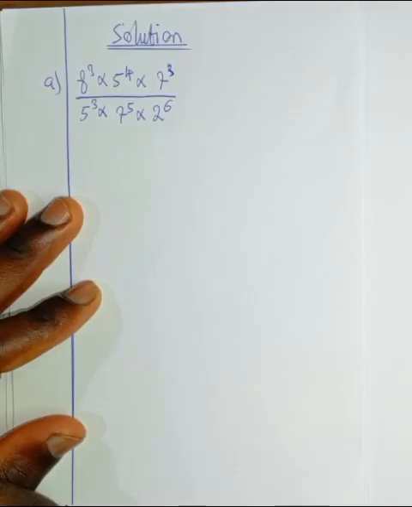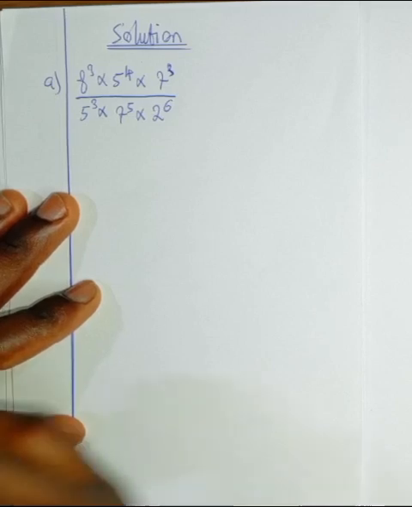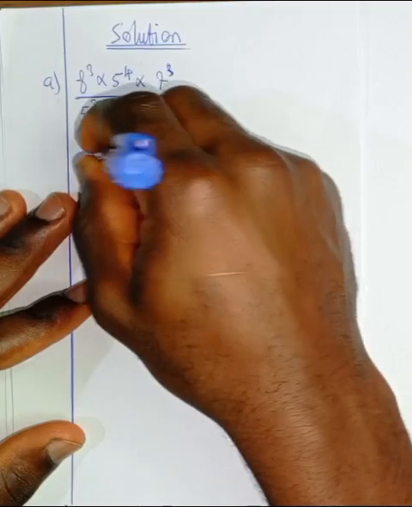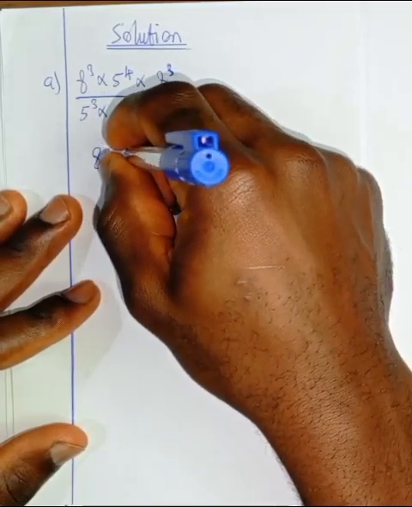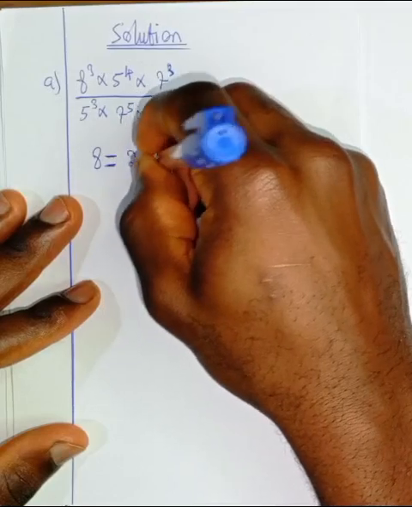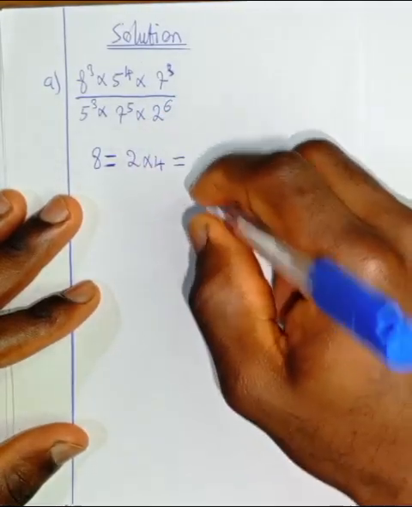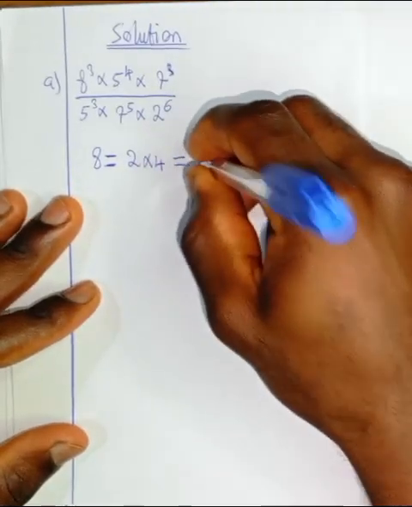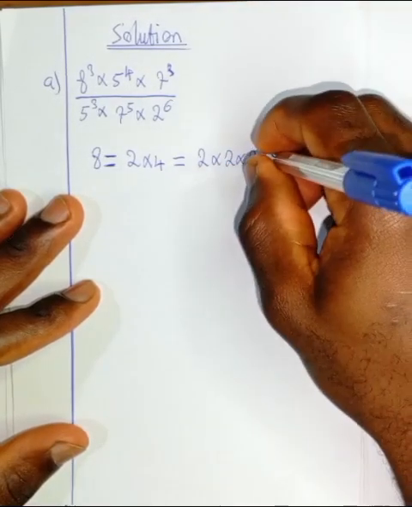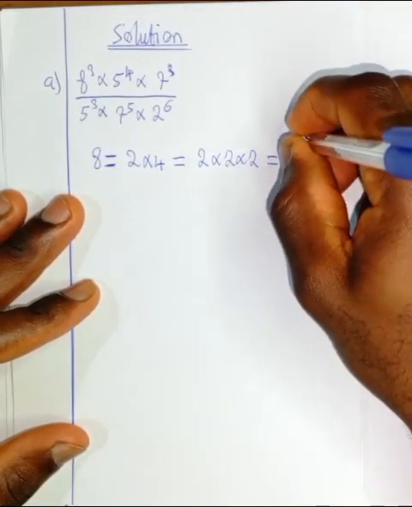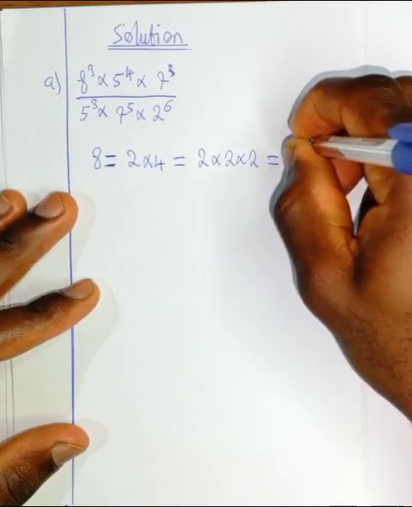We need to express it in index form with a prime number at the base. We know 2 is a prime factor of 8. You can write it as 2 times 4. 2 is a prime factor of 4. You can write this down as 2 times 2 times 2. In index form, this will simply be equal to 2 raised to the power 3.